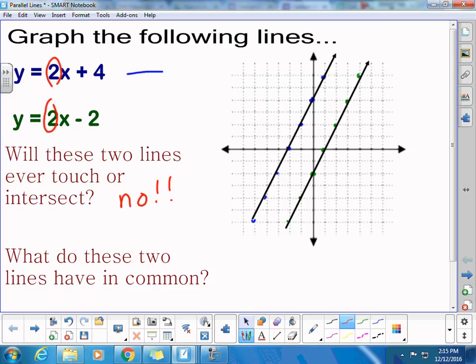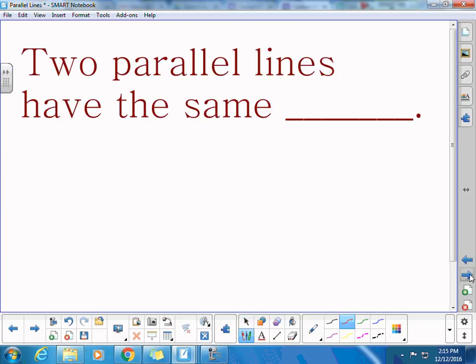What do these have in common? Same rate of change, which is also called our slope. So they will never touch. Two parallel lines have the same slope.